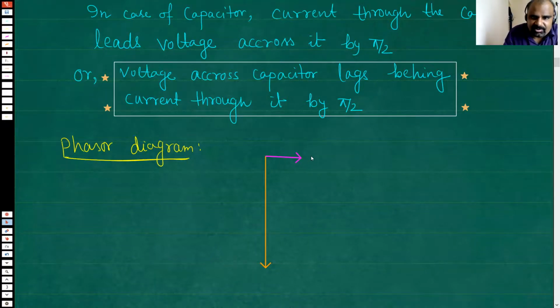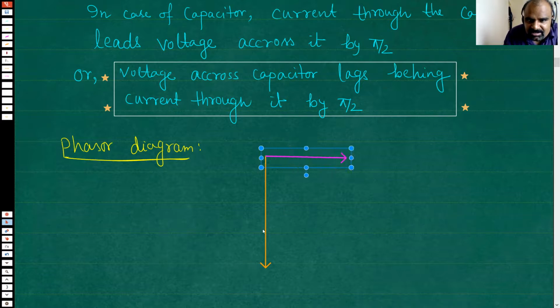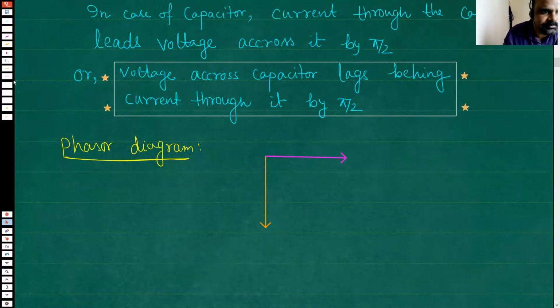The phasor diagram is the same only. By the way, let me make it a little bigger because it has become too small. So this is your... Now this is the current phasor. Why am I not putting naught? You can put naught, but that will be the peak value, which is also correct. But normally we prefer RMS values.